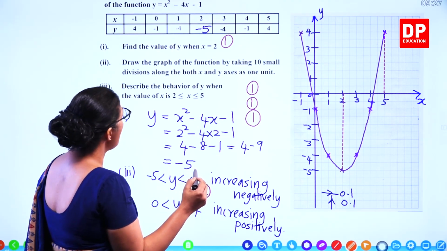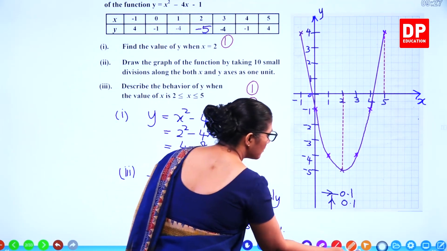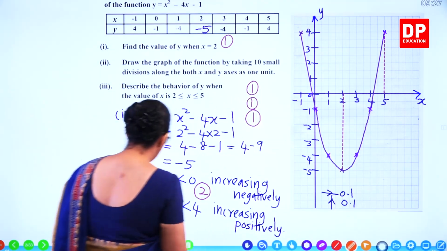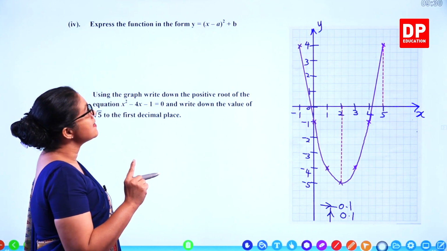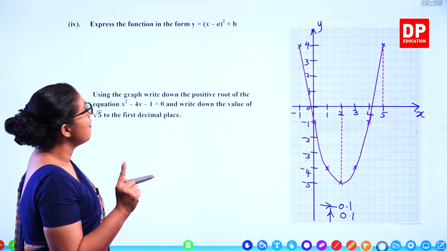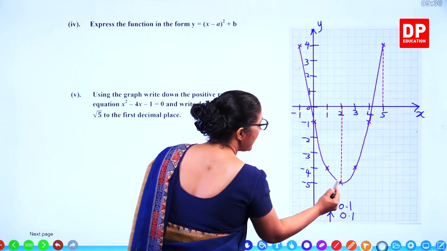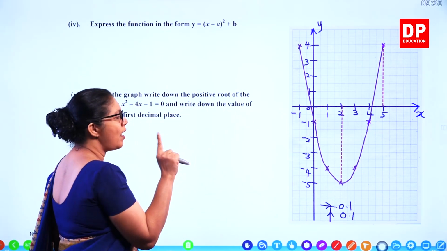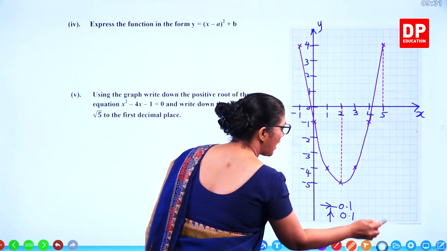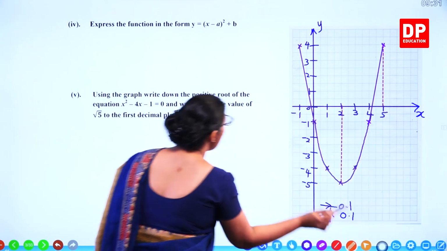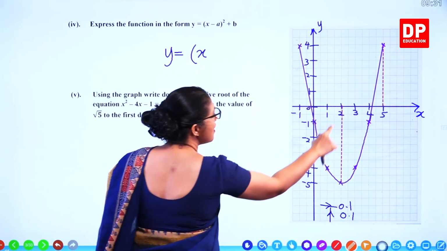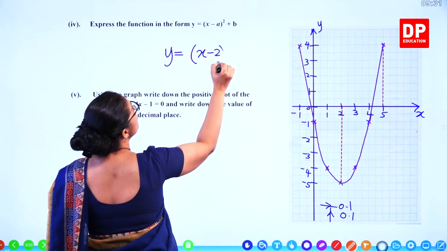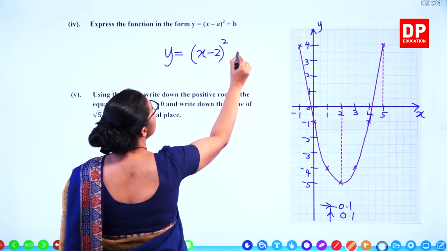So let's do the next one. Express the function in the form y equals (x minus a) squared plus b. Easily we can write this using the vertex point, which is x equals 2 and y equals minus 5. So easily you can write down the equation y equals x minus 2 squared, and then minus 5.